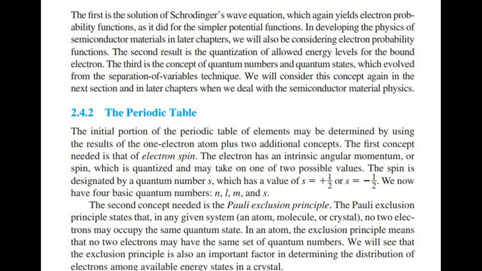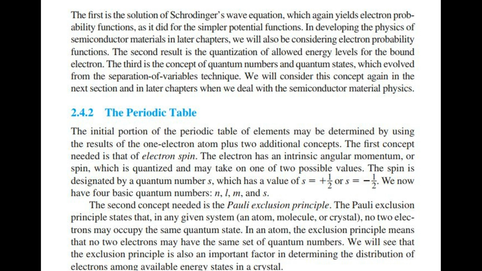In developing the physics of semiconductor materials in later chapters, we will also be considering electron probability functions. The second result is the quantization of allowed energy levels for the bound electron. The third is the concept of quantum numbers and quantum states, which evolved from the separation of variables technique. We will consider this concept again in the next section and in later chapters when we deal with the semiconductor material physics. The periodic table.